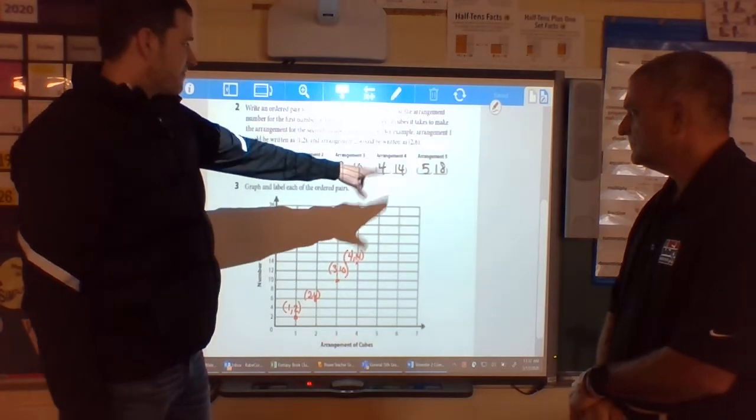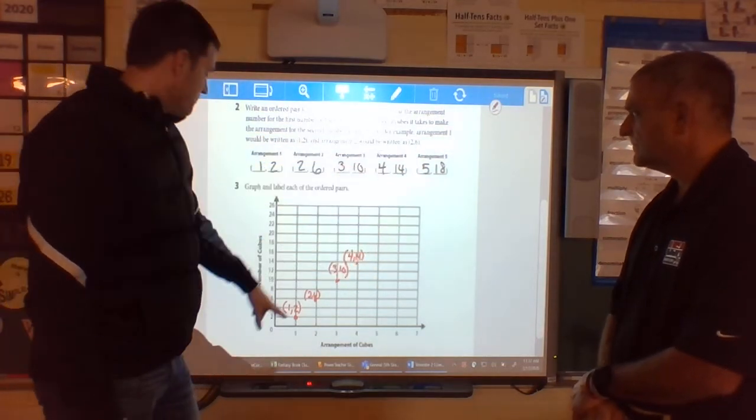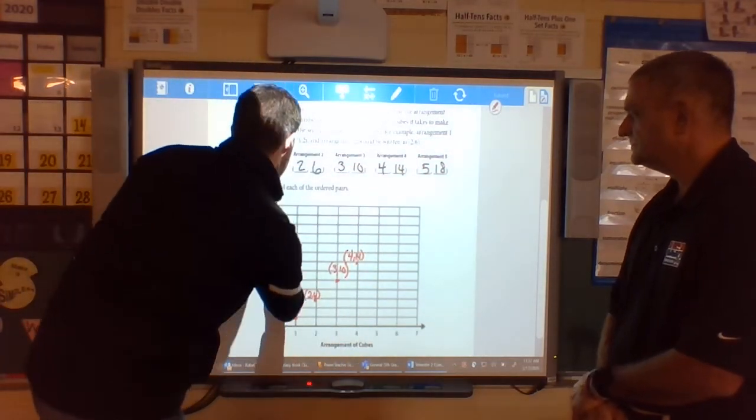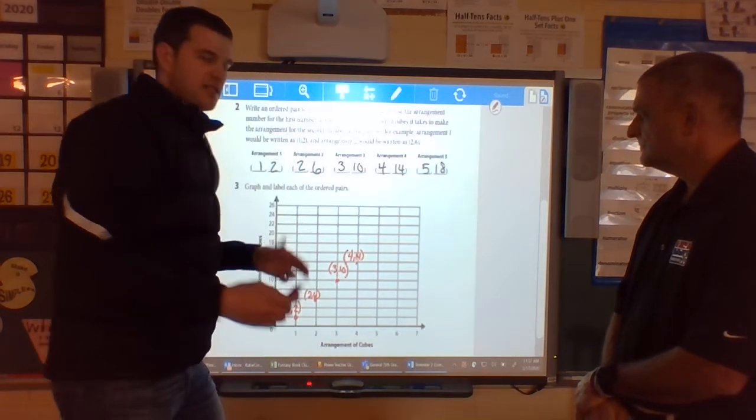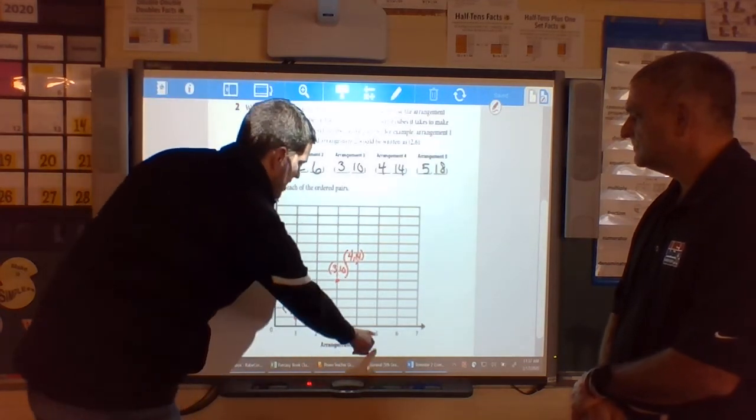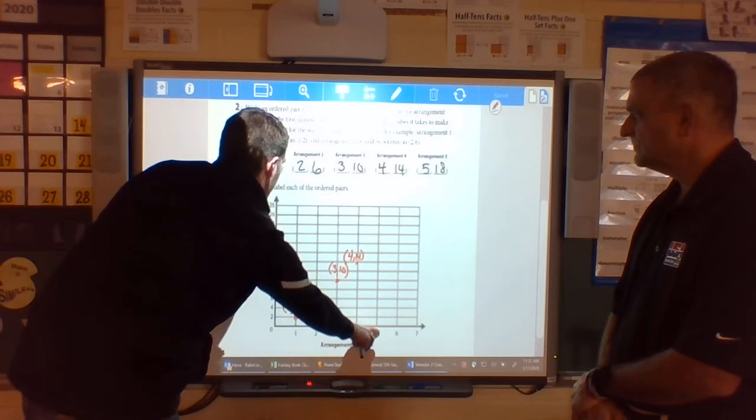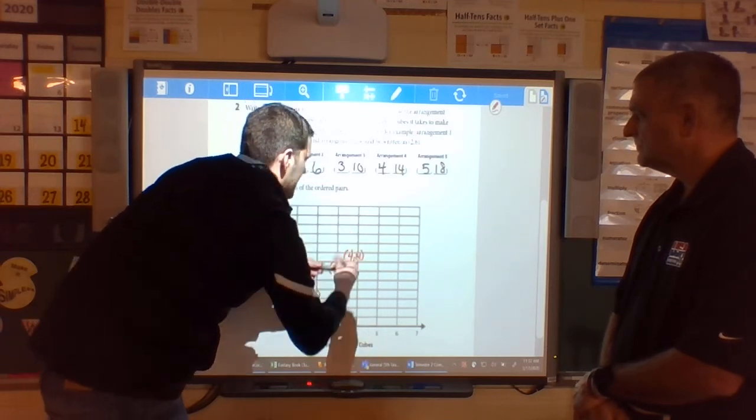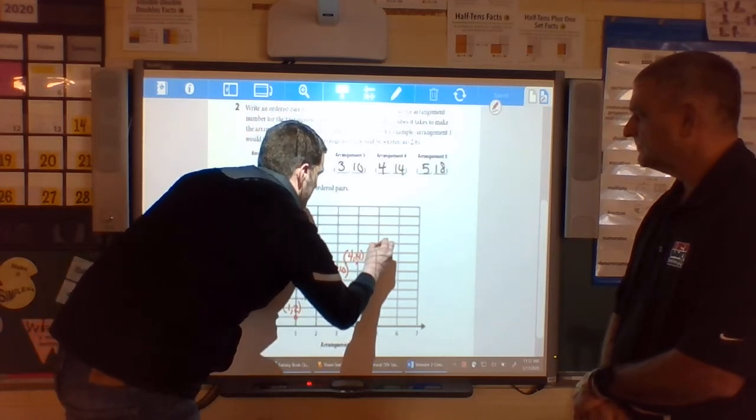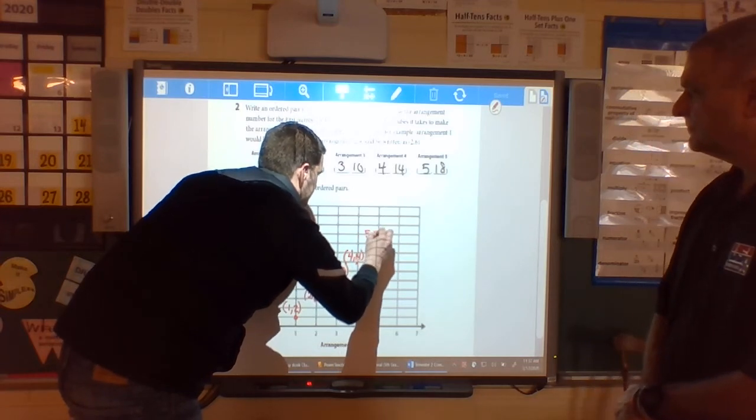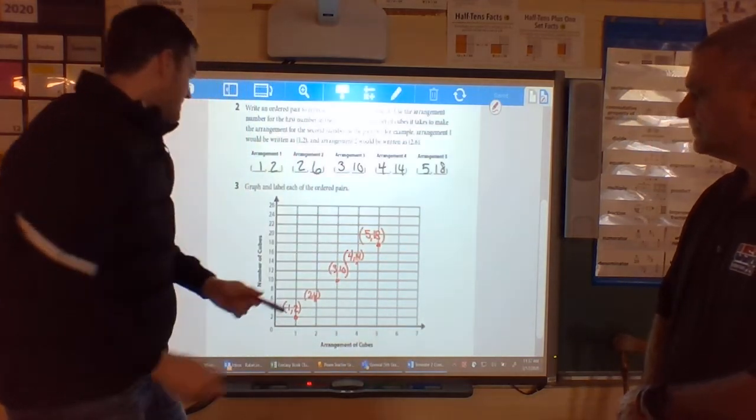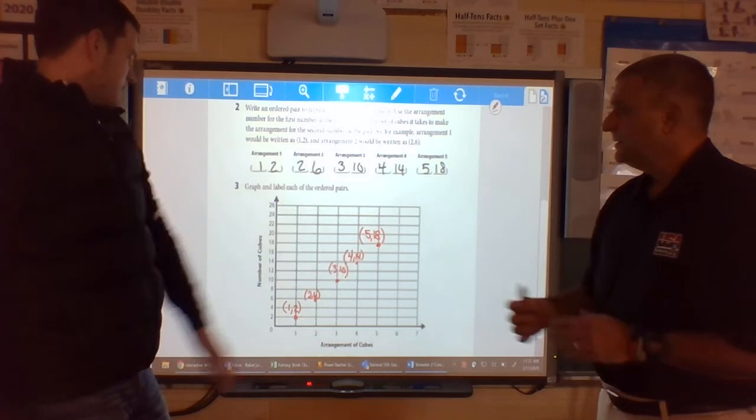Okay, so I'm doing arrangement 5, the last one that we for sure know. Arrangement 5 is going to have 18 cubes. So sometimes what I like to do when I get into these really big situations, I put one finger on 5, one finger on the 18, and then I match them up. And where I match them up, that's where my coordinate point ends up. So 5, 18.